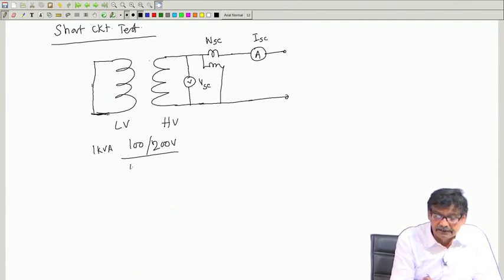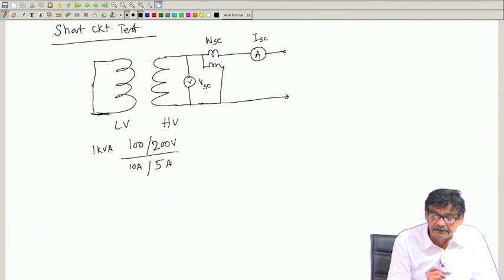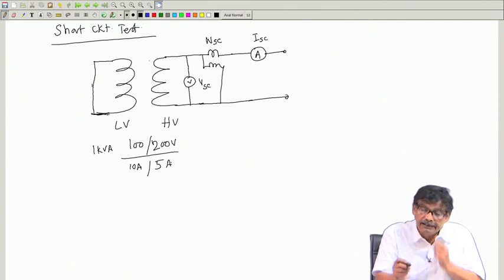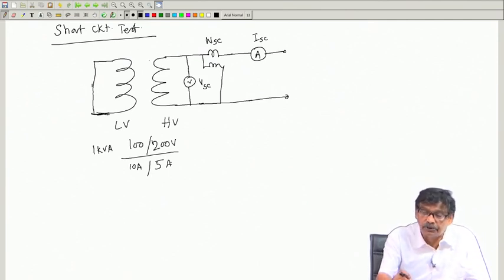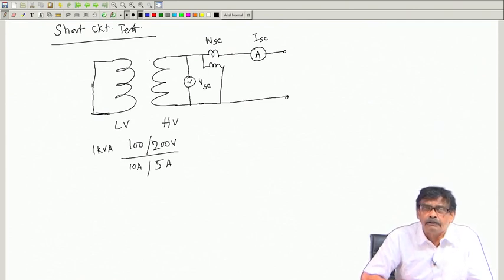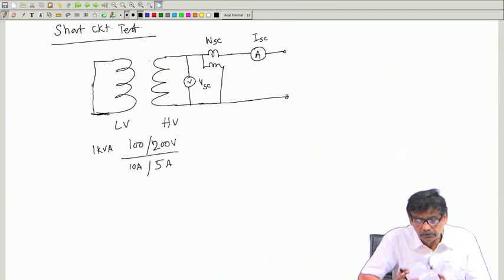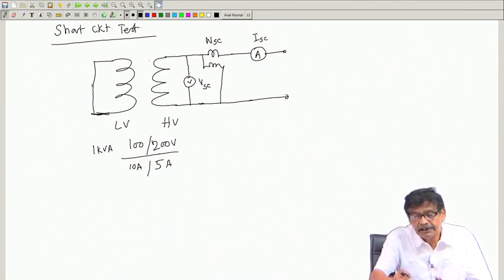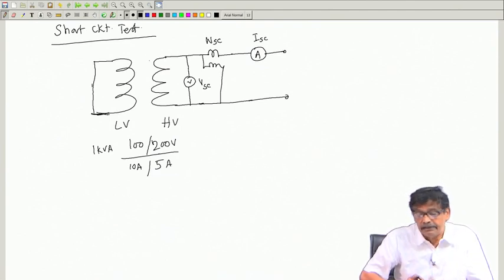This rated current is 10 ampere on this side, and this side the rated current is 5 ampere, as we have just seen. Now, in this case, how much voltage should I apply here? That is the question. From the HV side, what is the rated voltage of the HV side? 200 volt. So, should I apply 200 volt 50 hertz on the HV side? The answer is a big no.